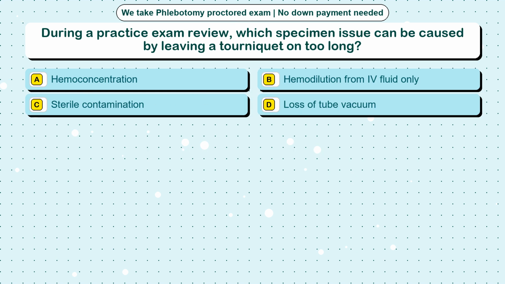Question 15. During a practice exam review, which specimen issue can be caused by leaving a tourniquet on too long? Option A, hemoconcentration. Option B, hemodilution from fluid only. Option C, sterile contamination. Option D, loss of tube vacuum.